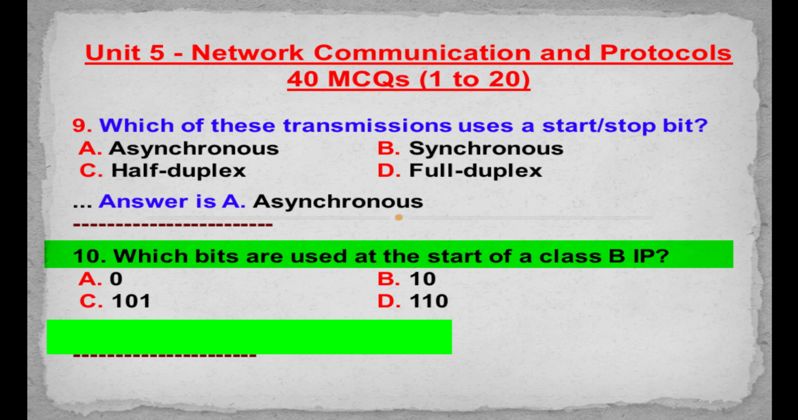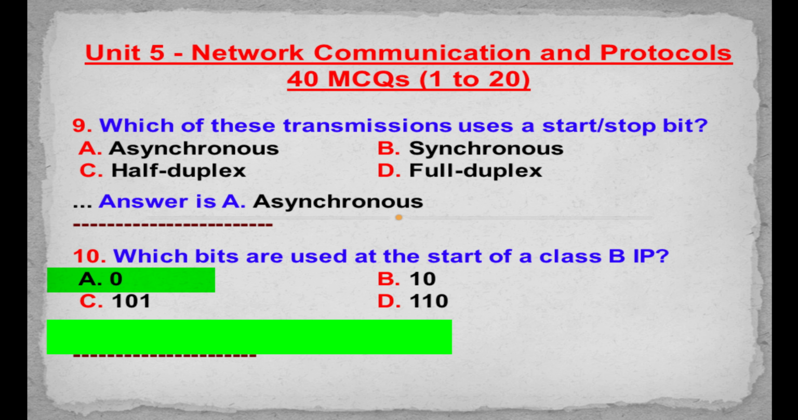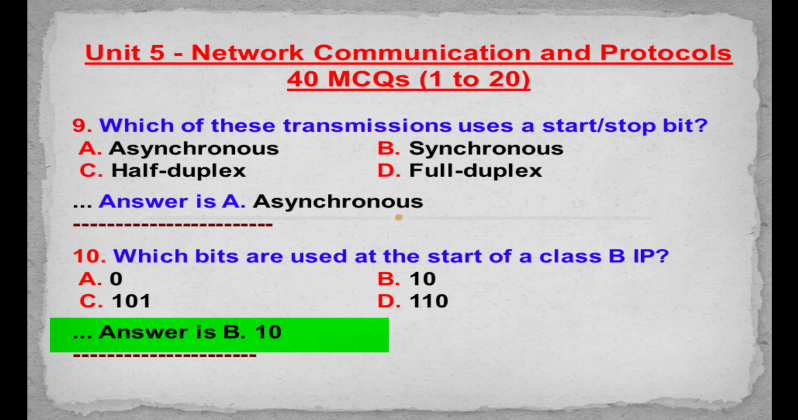MCQs number 10. Which bits are used at the start of a class B IP? Option A, 0. Option B, 10. Option C, 101. Option D, 110. Correct answer is option B, 10.